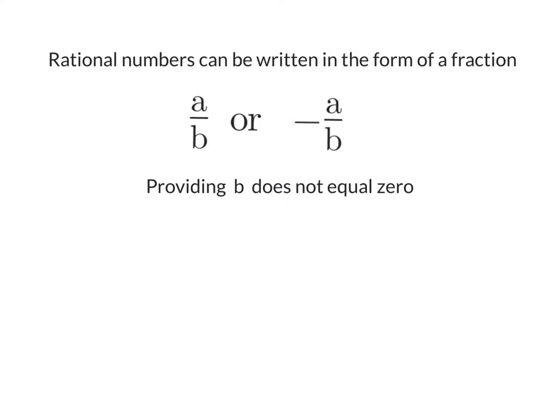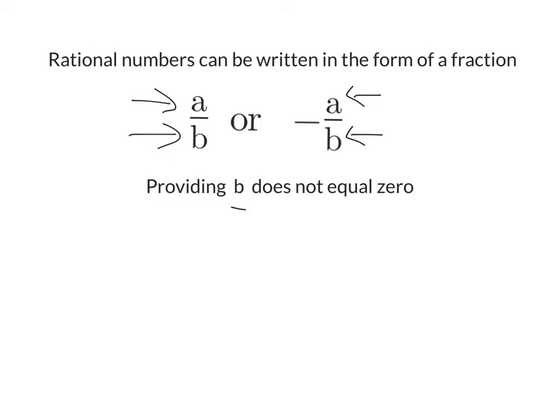The algebraic way of writing it is just that any number a divided by any number b is a rational number, or any number a divided by any number b, but take the opposite or the negative, that's a rational number. The only thing that doesn't work is if b is a 0, because then you would be dividing by 0. So the easiest way of seeing this is by looking at examples.